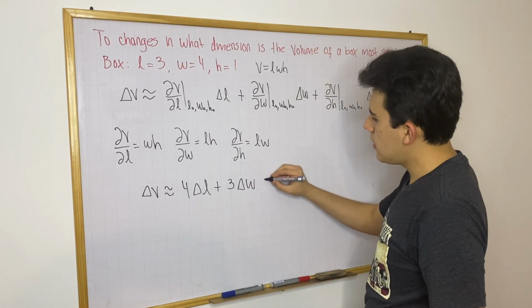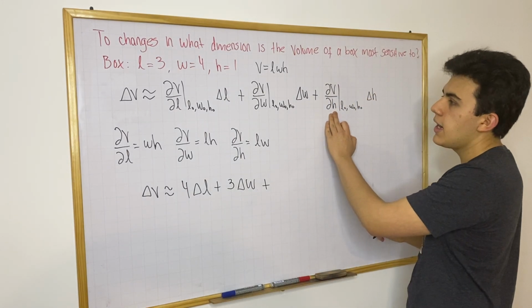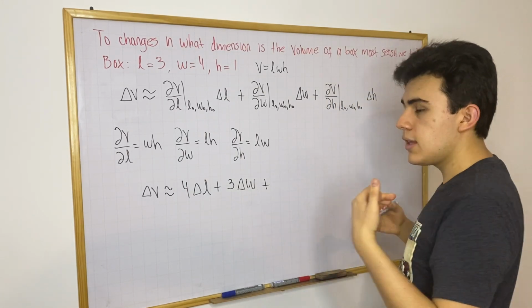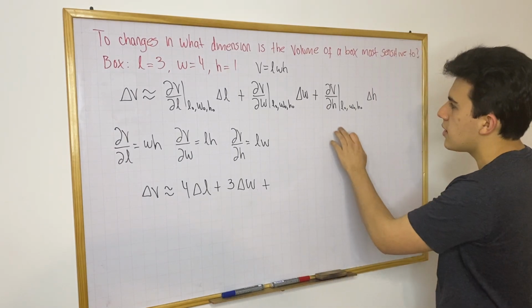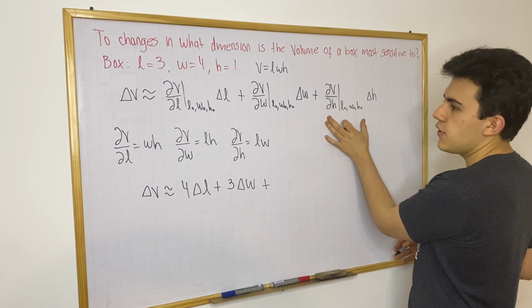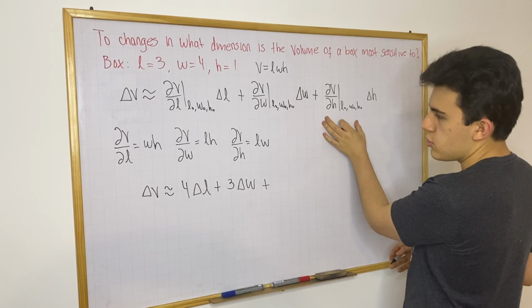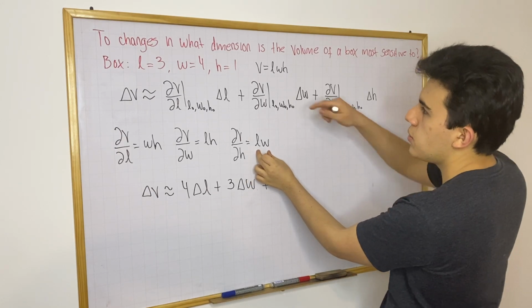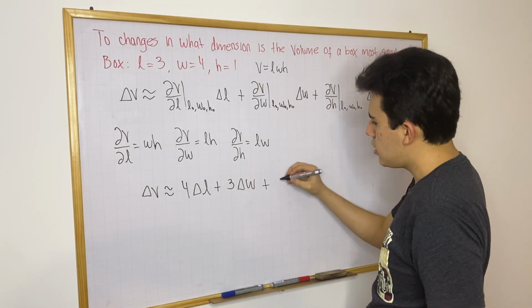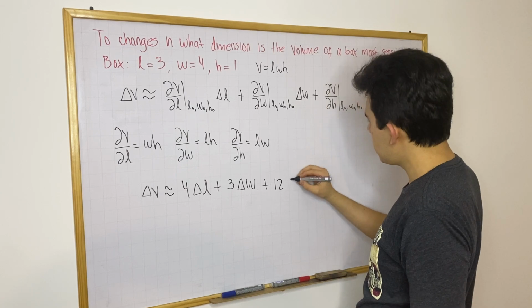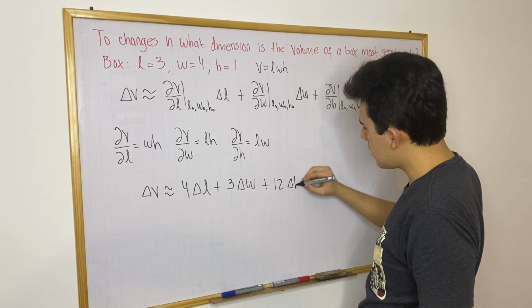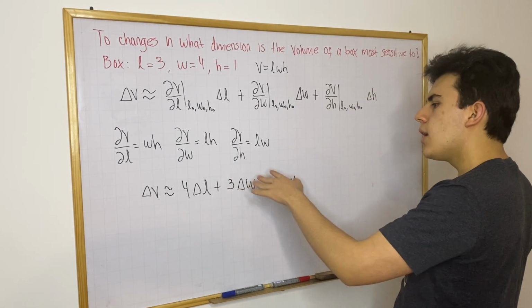And now let's see the last coefficient that we get for the height. Now this is going to be interesting, and the answer we're going to get may seem kind of counterintuitive. If you have this function here, you have this partial derivative, you're going to get this number here, so you will do L times W, there's going to be 12. You have 12 times a change in the height. Now, how can you interpret this?